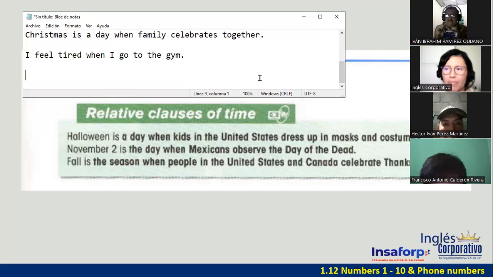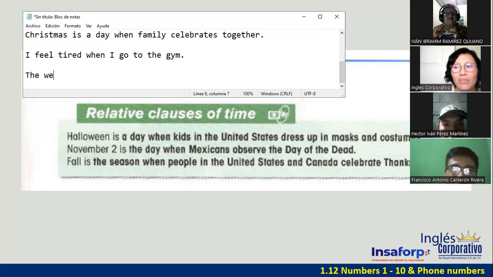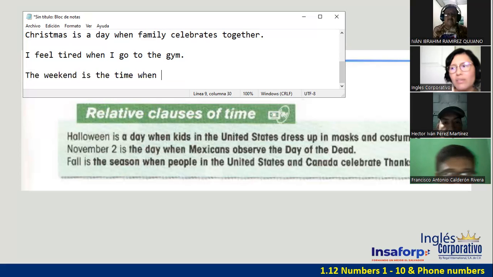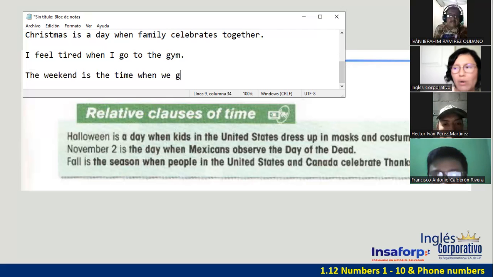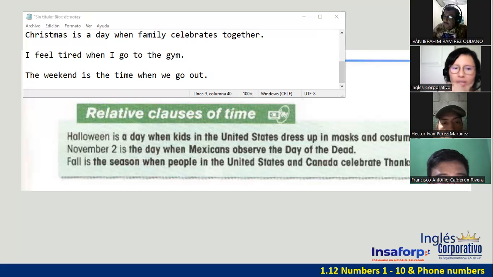Sería, the weekend is when we go out for a walk. The weekend is the time, podemos decir the time, right, when we go out. Okay, muy bien. The weekend is the time when we go out or when we hang out, ¿verdad? Cuando salimos a pasear también. Hang out or when we go out or when we go out for a walk. Cualquiera estaría correcto, okay? Another example, guys.